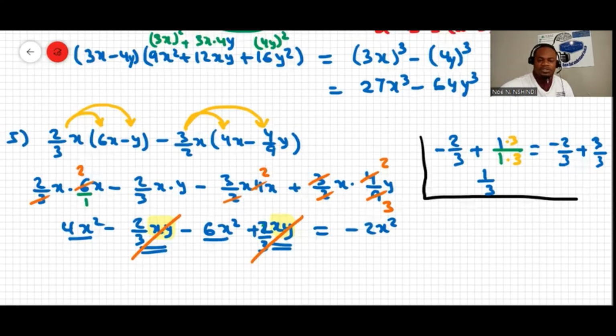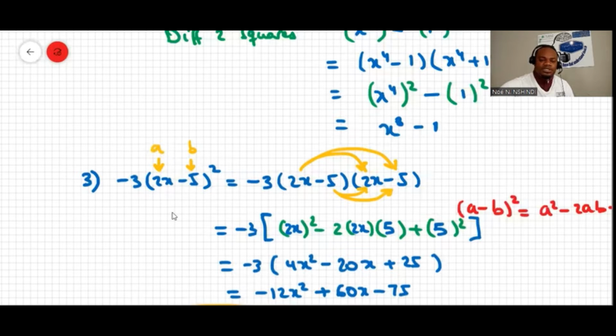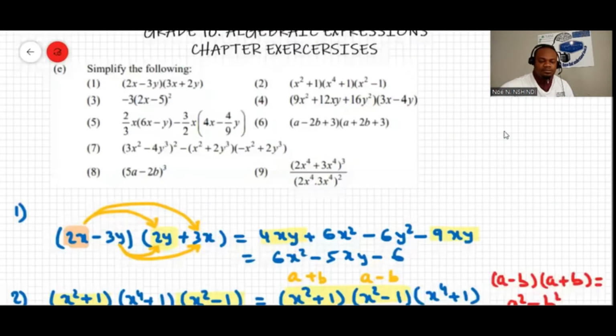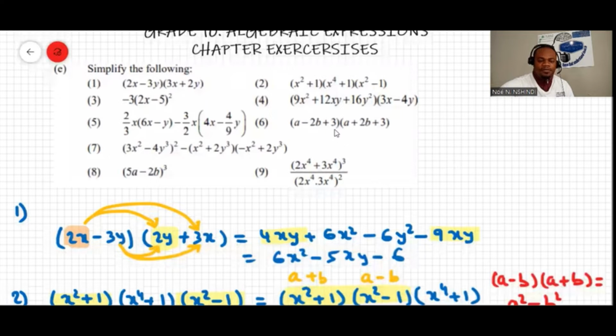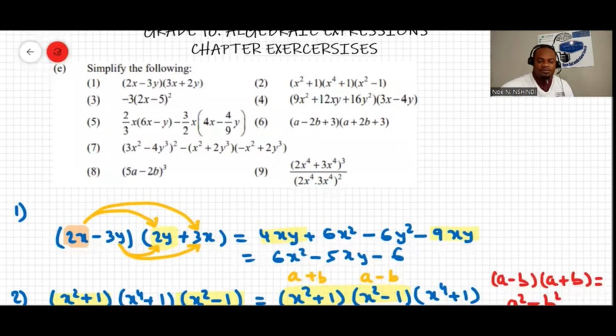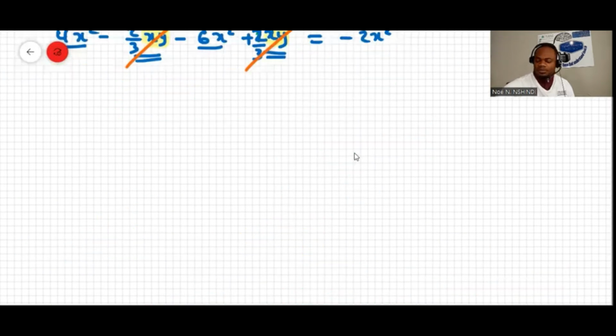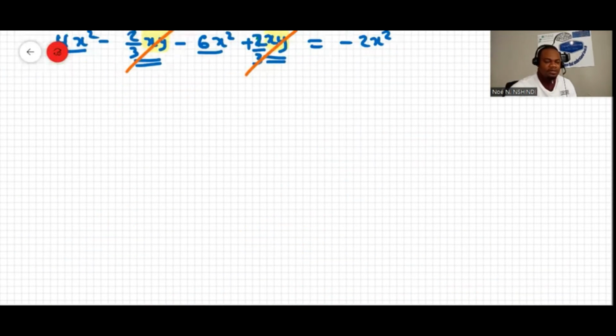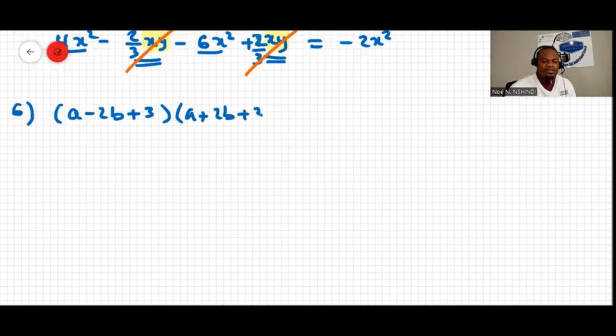Next question will be question 6. We have this: a minus 2b plus 3 and a plus 2b plus 3. I'll write the question here. 6. We have (a minus 2b plus 3) times (a plus 2b plus 3).